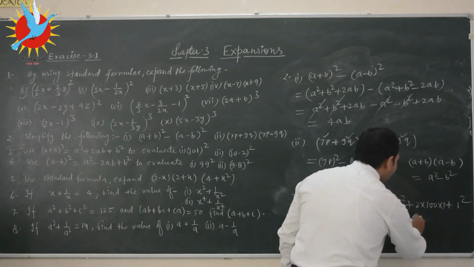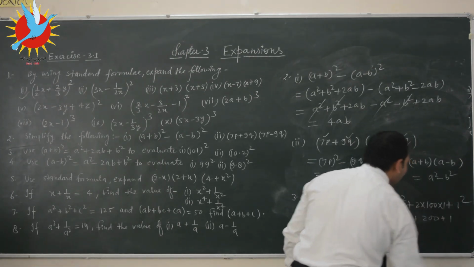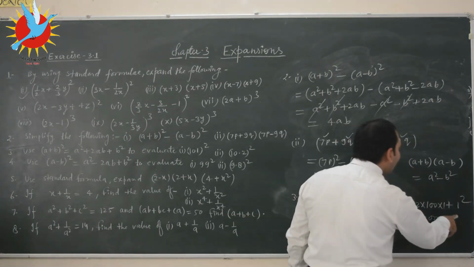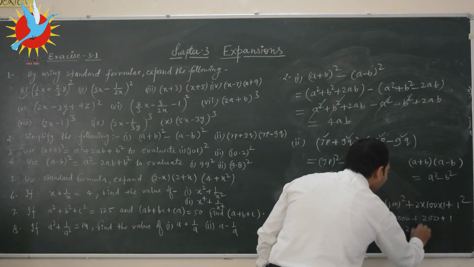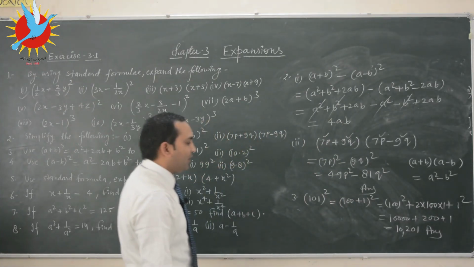10,000, that is 100 square, 2 into 100 is 200, plus 1 square is 1. So 10,000 plus 200 plus 1, that is 10,201. So this is the answer, 10,201.